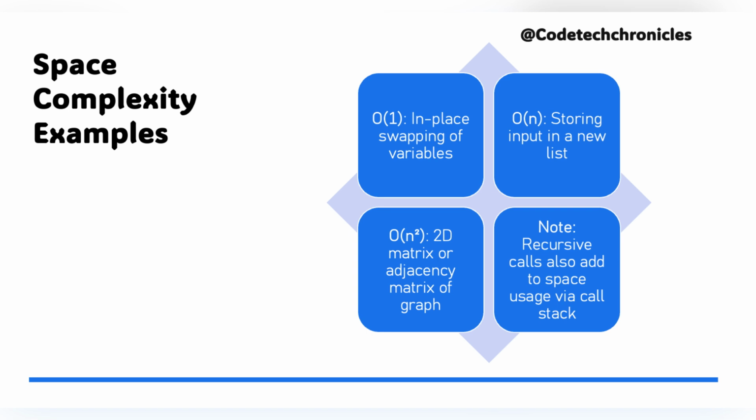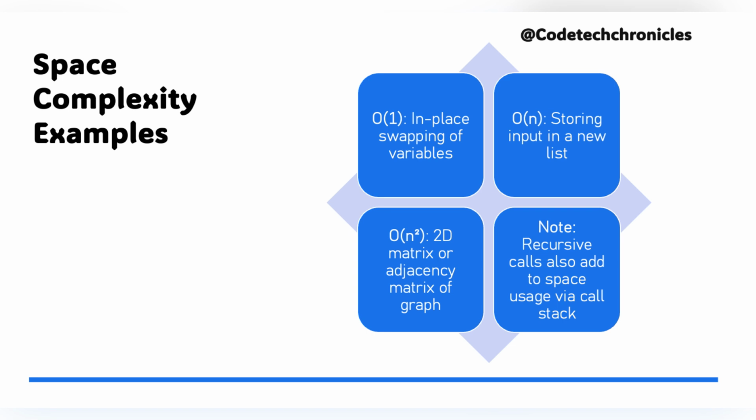O(n), linear space. Here the memory needed grows with the input. For example, creating a copy of an array, storing results in a new list, or recursive functions with n calls all use O(n) space. A tip: watch out for the hidden space costs, like using recursion without considering the call stack.